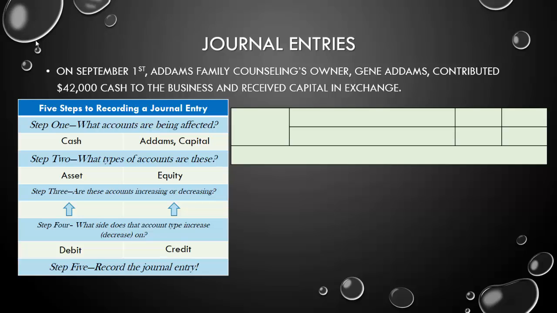So we can say that the journal entry for this would be that on September 1st, debits always go above credits. We're going to debit cash for $42,000, and we are going to credit Adams capital for that same $42,000. In our description, we're going to say there was an owner contribution to the business.